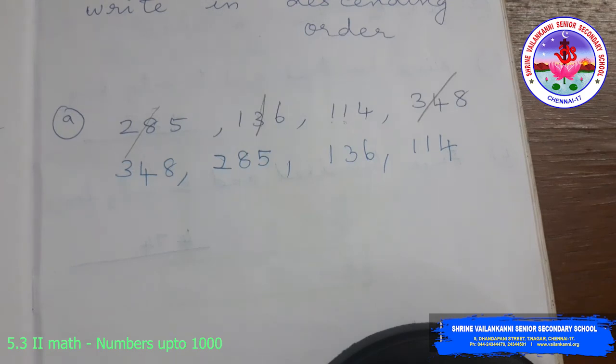But the basic concept is you should know how to compare the numbers. Comparing numbers is a basic concept which will apply when you are going to find the greater number, the smaller number, or put the correct sign, or arrange numbers in ascending and descending orders.